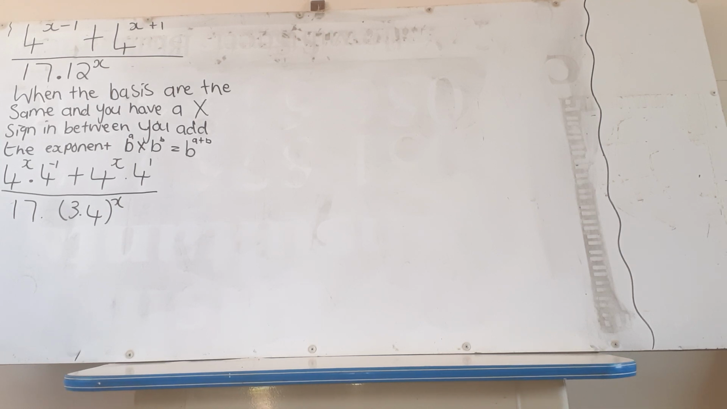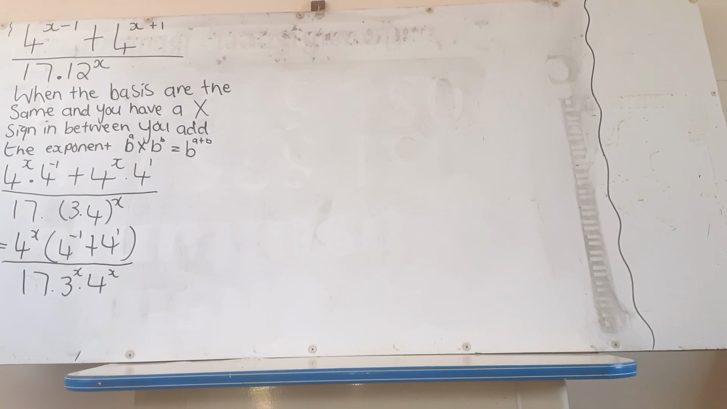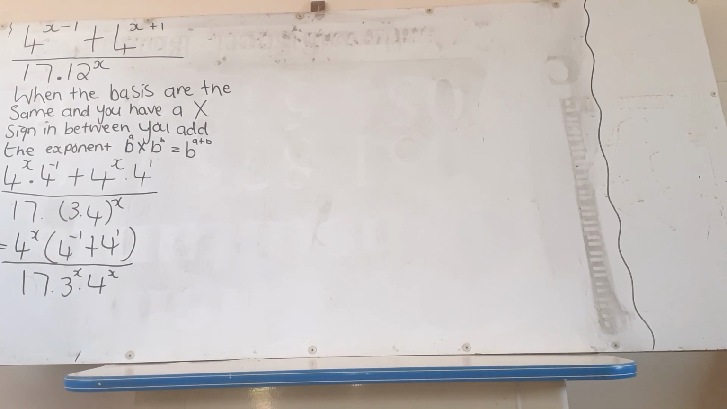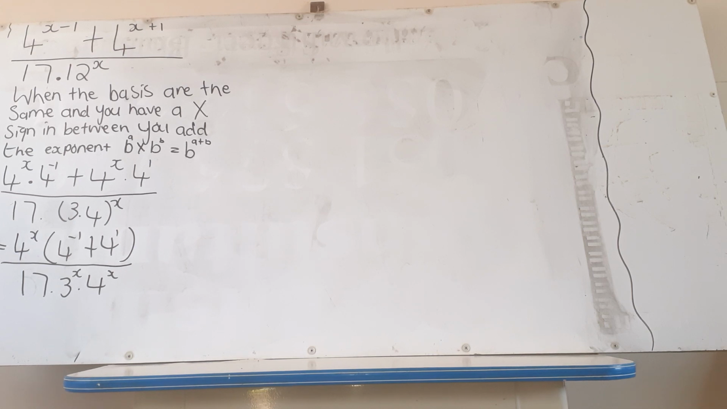So here we are. Now we have to take out the common factor on top, which is 4 to the power of x. Sorry guys, I didn't see that my camera wasn't recording, so I took out 4 to the power of x as our common factor, and here we are.